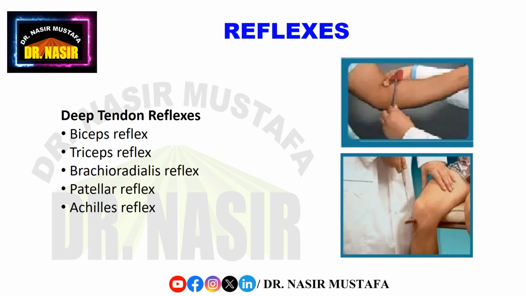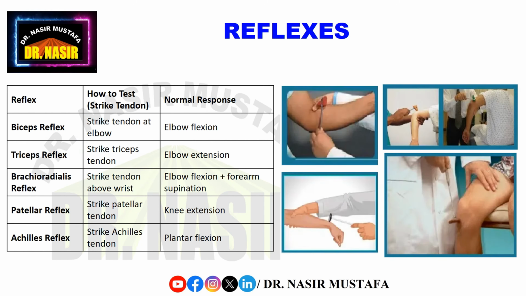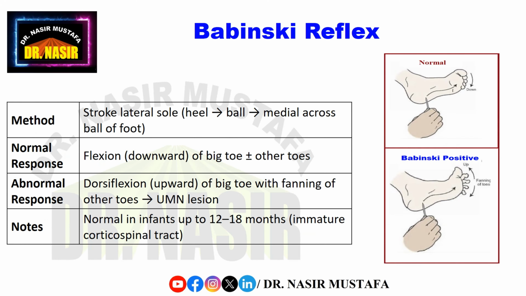Next, assess deep tendon reflexes, including the biceps, triceps, brachioradialis, patellar, and Achilles reflexes. Here's how to test deep tendon reflexes. Strike the biceps tendon at the elbow for elbow flexion, the triceps tendon for elbow extension, the brachioradialis tendon above the wrist for elbow flexion with forearm supination, the patellar tendon for knee extension, and the Achilles tendon for plantar flexion. Test the Babinski reflex by stroking the sole from heel to ball.